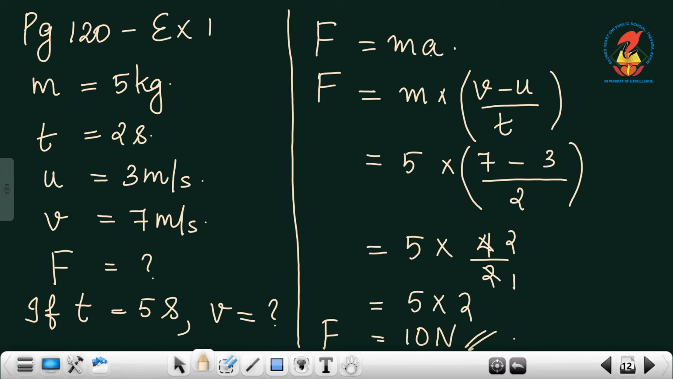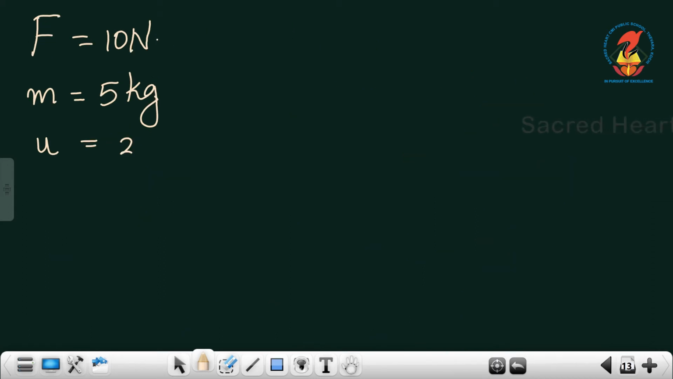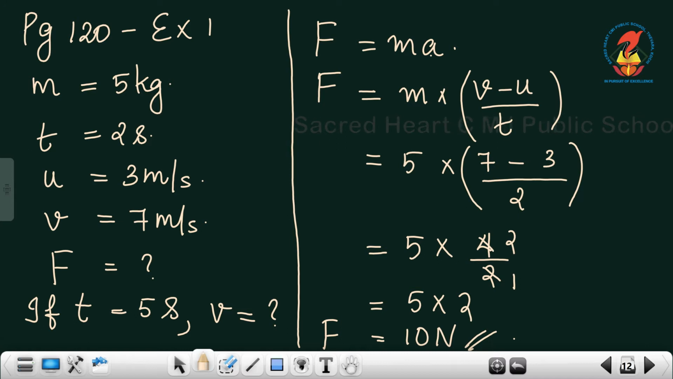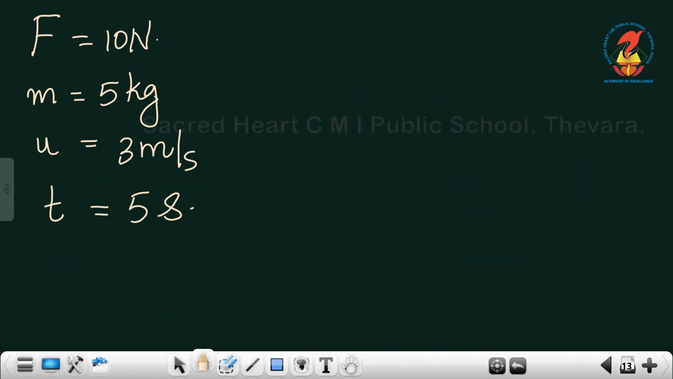velocity 3 meter per second, for a duration of 5 seconds. Time is changed from 2 seconds to 5 seconds. Now here we need to find the final velocity. This is the second part of the question.